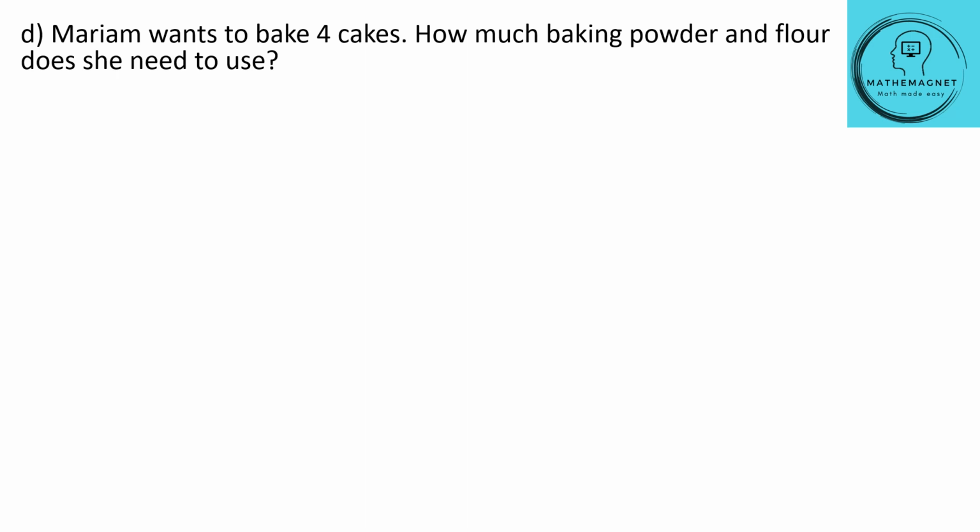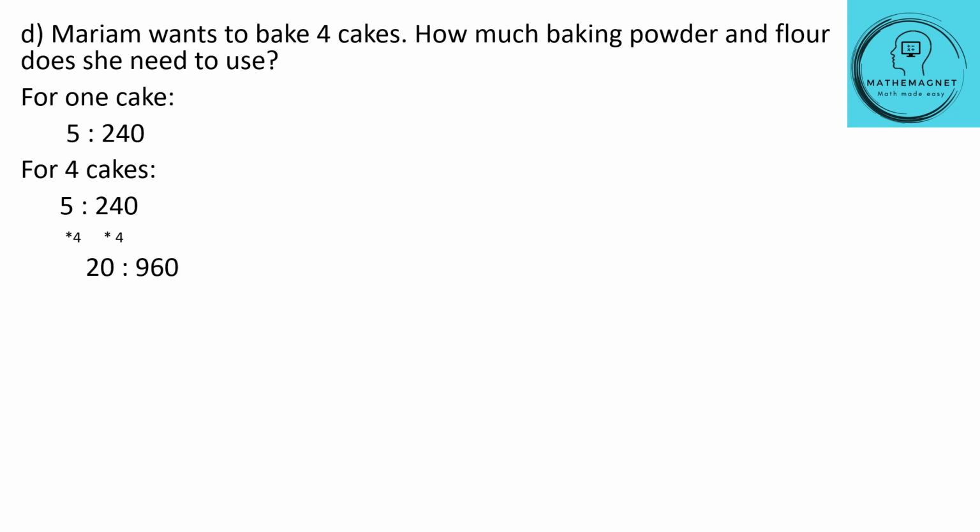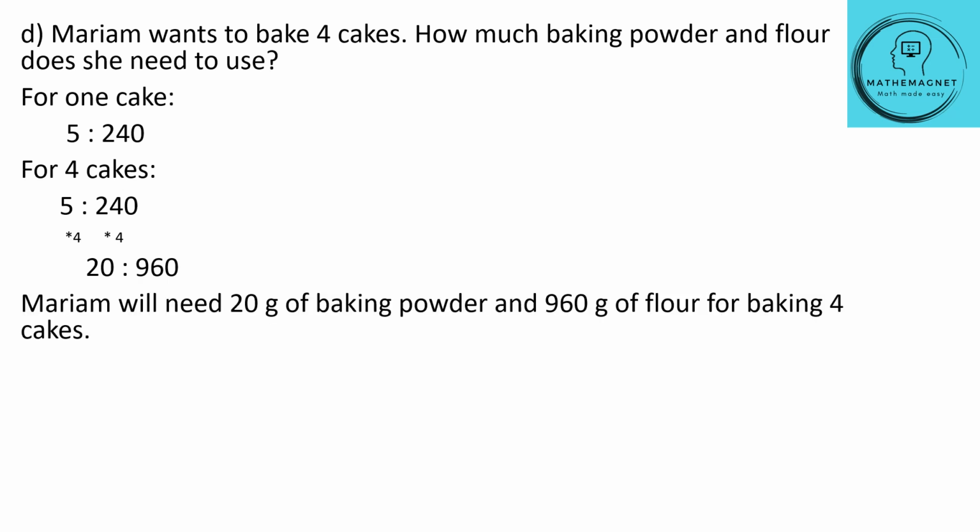Question D. Mariam wants to bake 4 cakes. How much baking powder and flour does she need to use? Now we know the quantity she needs for 1 cake. Now we need to find it for 4 cakes. So for 1 cake she uses 5 grams of baking powder and 240 grams of flour. So for 4 cakes it will become 5 is to 240 into 4 times. So you will multiply 5 into 4 and 240 into 4, which will be equal to 20 is to 960. So she will need 20 grams of baking powder and 960 grams of flour for baking 4 cakes.